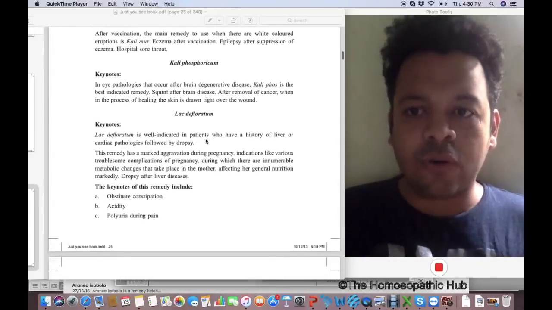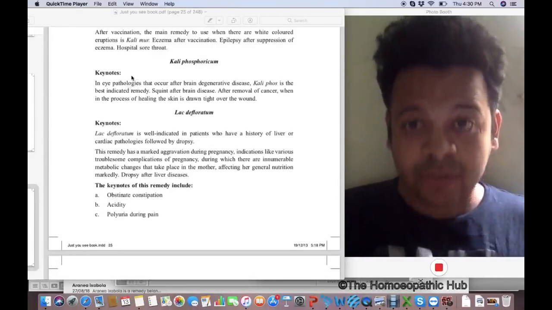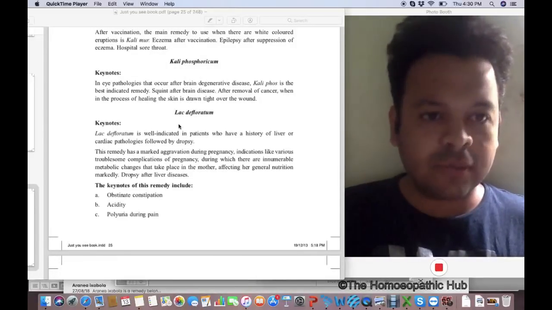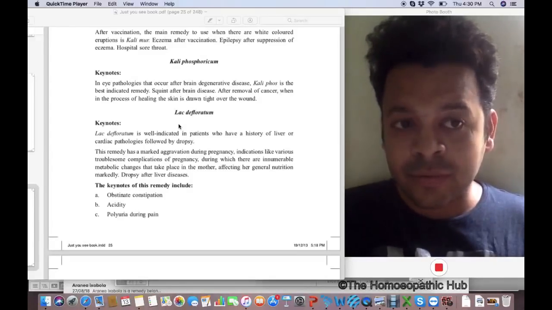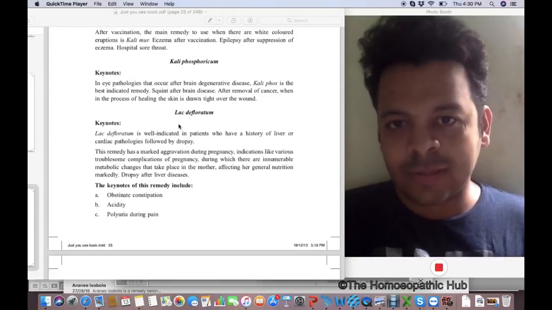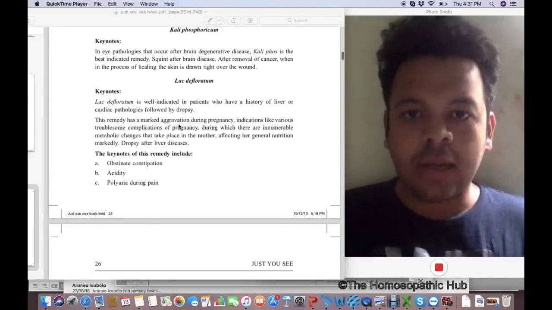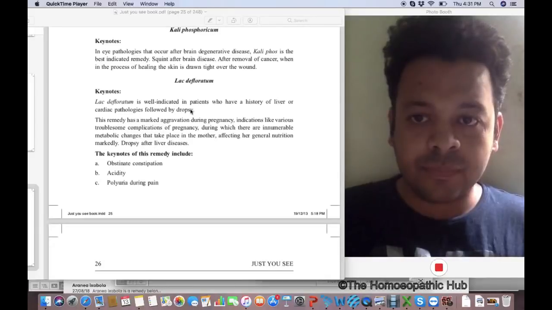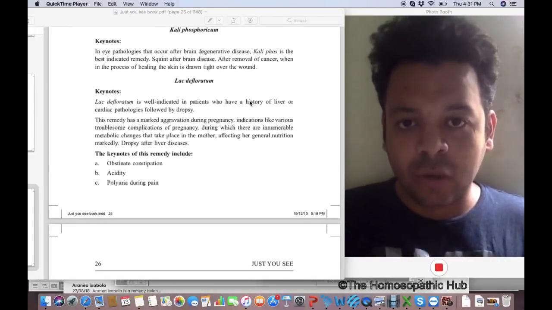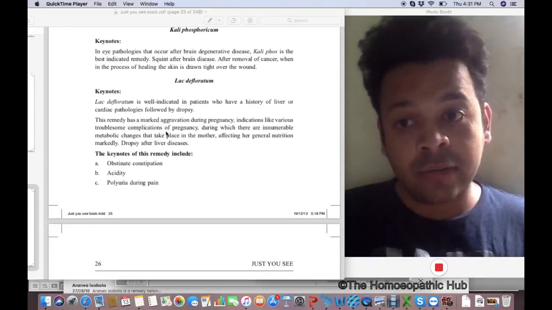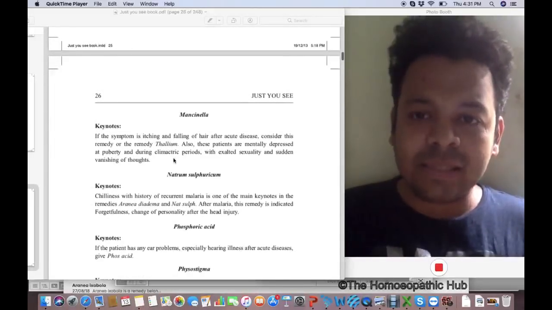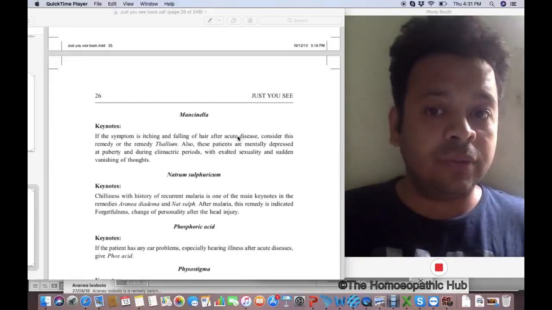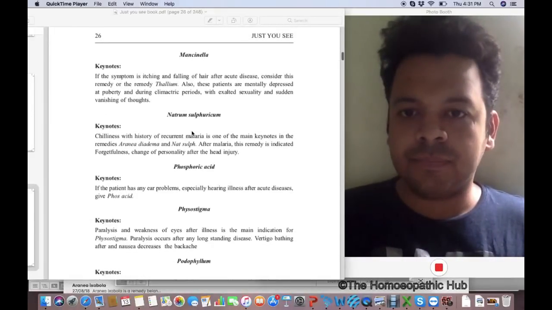Another remedy, Calcarea phos. Any eye pathologies after brain disease. Squint after brain disease, remember Calcarea phos. Calcarea phos is another remedy we have to study a lot. Calcarea phos doesn't only mean sleeplessness. Lac defloratum. Anytime dropsy, and before dropsy, there has been a lot of liver or cardiac disease. Think about lac def. Mancinella, I've used this remedy a lot. Anytime hair fall after acute diseases, think about Mancinella.